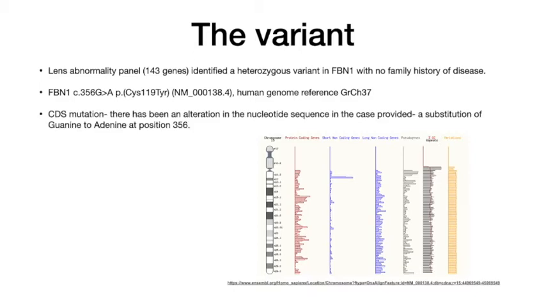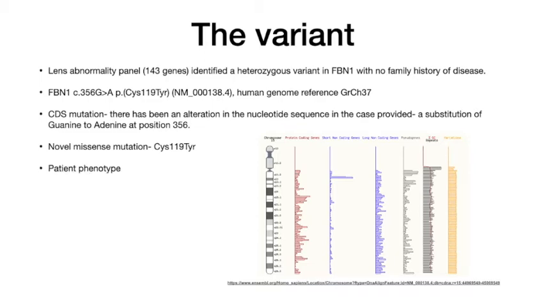This is a coding sequence mutation where there has been an alteration in the nucleotide sequence, a substitution of guanine to adenine at position 356. The result is a novel missense mutation where there is a substitution of tyrosine by cysteine at codon 119.